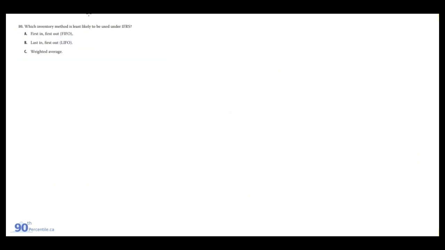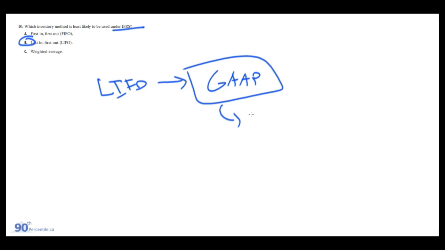Which inventory valuation method is least likely to be used under IFRS? FIFO, LIFO, or weighted average? Under IFRS, you actually can't use LIFO. It's not permitted. LIFO is only permitted under GAAP, which are accounting standards that are typically used by US firms. So this is kind of what I was saying earlier about it depending on what jurisdiction you're in. Under IFRS, you can't use LIFO. You can use FIFO or weighted average. Under GAAP, you can use all three.